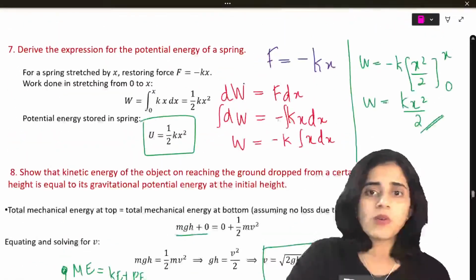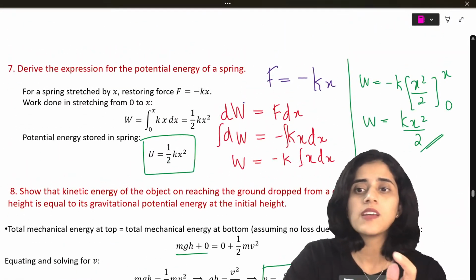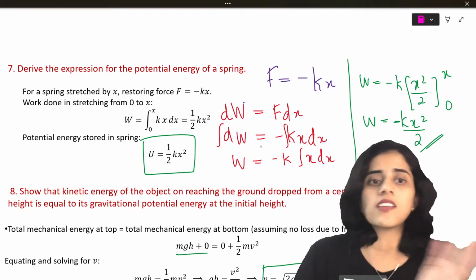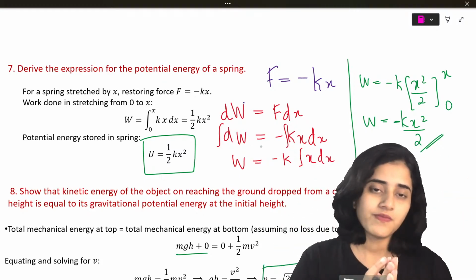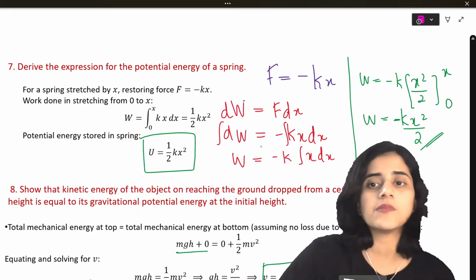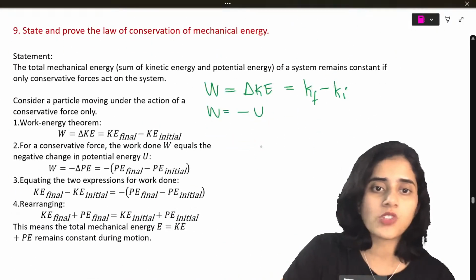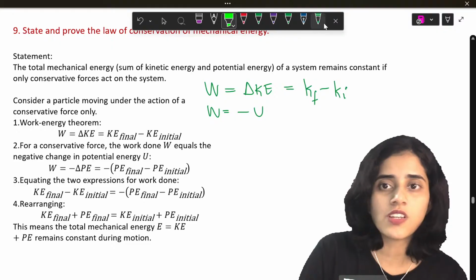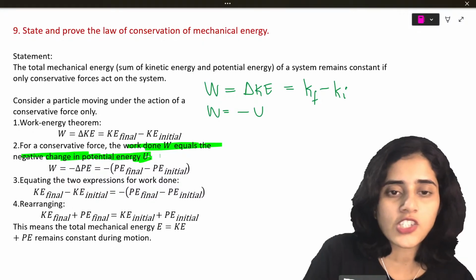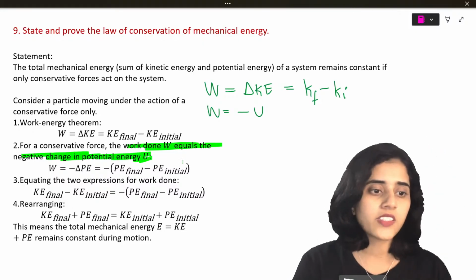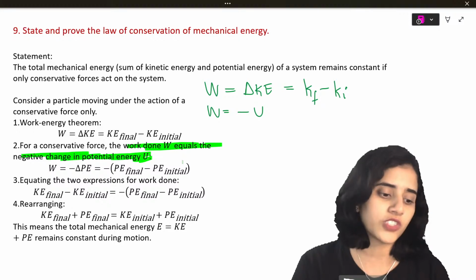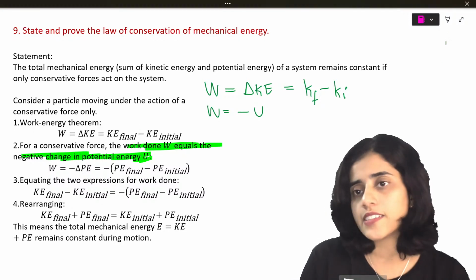Okay, students, some of you might be wondering how work done became minus kx square by 2. When it comes to potential energy, you just take the positive, because work done is the negative of potential energy. I forgot to tell that earlier. So this is the statement that we're using in that question also: work done equals negative change in potential energy. I just wrote W equals minus kx square by 2 there, simply to get the positive potential energy. Continuing this one.